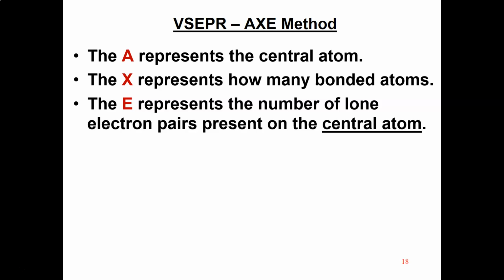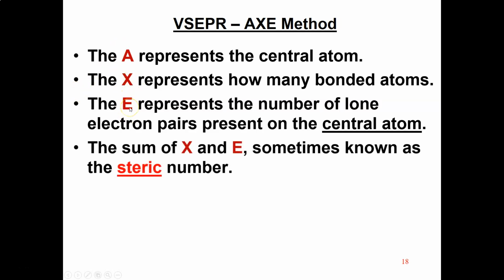Sometimes to make the charts work even nicer, what they'll do is add these numbers together, the E and the X, and that will give you a steric number. So you can count how many objects are on the center atom, lone pairs and bonded atoms. That helps you find your steric number, and that helps you find the row on the chart that you want to look at. So the AXE method is a way of just organizing this information for people.